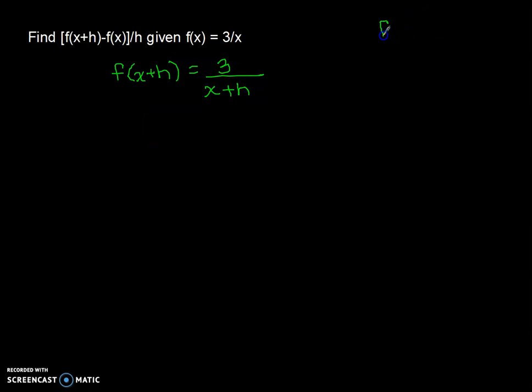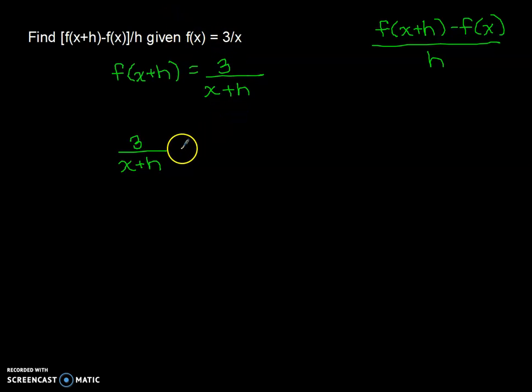So just writing the difference quotient up here. I have f of x plus h, which is 3 over x plus h. And I have f of x, which is 3 over x, so I'm going to subtract that. And the whole thing is all over h. So I am going to just make sure all of my expressions are in parentheses, and I'm just going to worry about this up here.